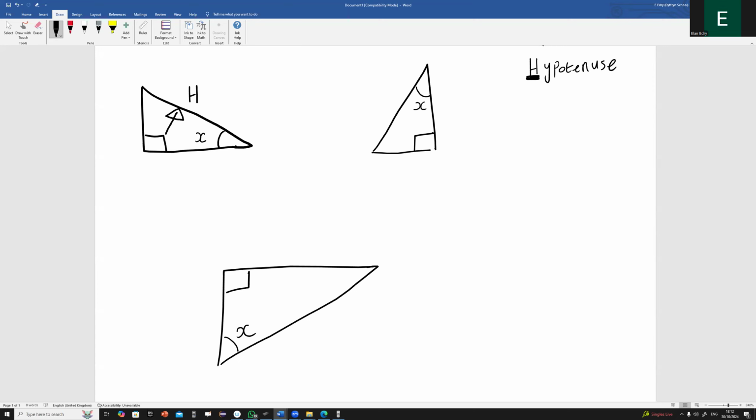Okay, so for the one on the right, this is the hypotenuse, and the one on the bottom, this is the hypotenuse. So do we agree with that? Okay, all straightforward so far? Right, so hypotenuse, this is always opposite the 90.